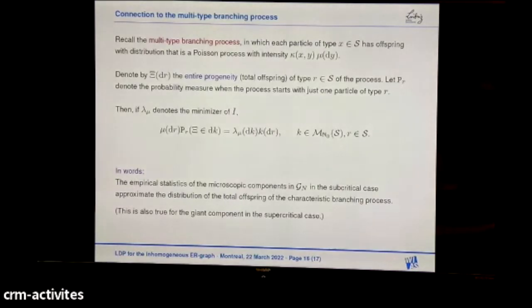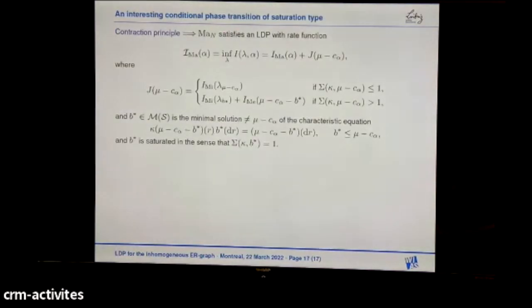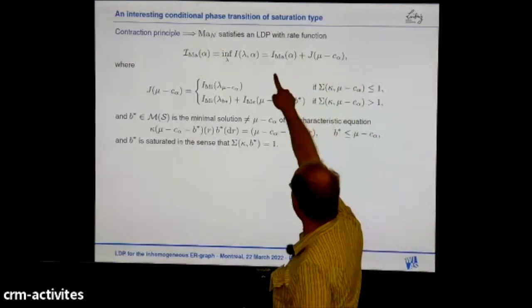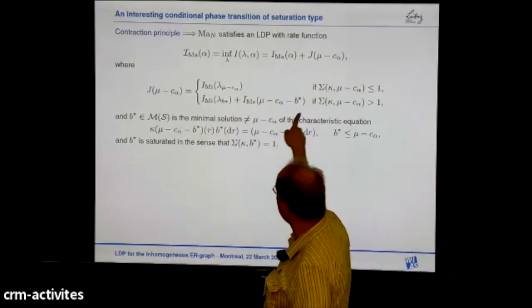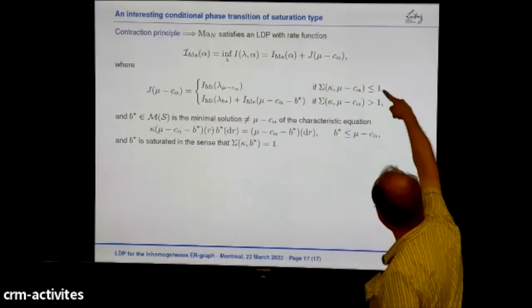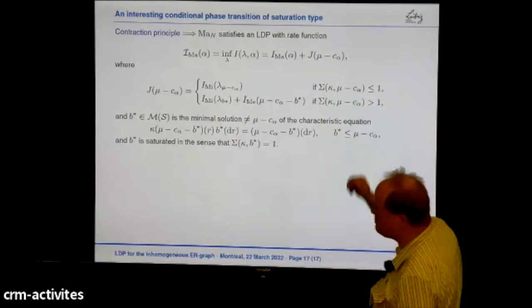I jump over it and go to my favorite now, a phase transition. This is a phase transition which needs large deviations. So far I've done only the law of large numbers, no? But this here is a conditional one, and this is something that you can do in terms of the large deviation rate function. So look at the macroscopic stuff. It satisfies the large deviation principle, which is equal to this one here. And the J is explicit, this is this one here.